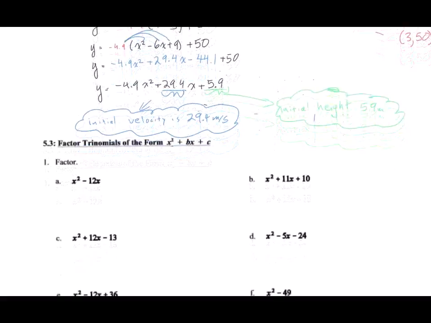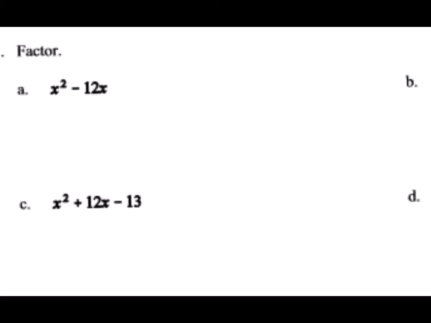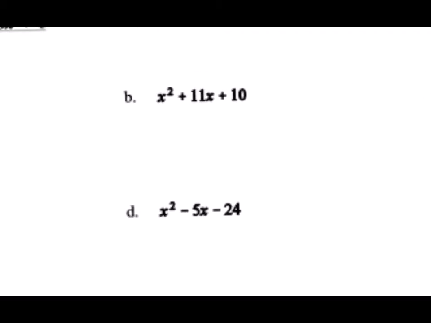Alright. So now, x squared minus 12x. In order to factor, you're just going to pull off an x. So you're going to end up with x bracket x minus 12. Next problem, b. We have a 3-term polynomial. We have to look at the last number. We have to find all the multiples of 10. We have 1 times 10 and 2 times 5. Now we need to pick the one that adds to 11. And that turns out to be 1 and 10.